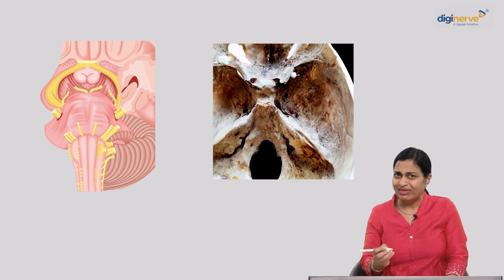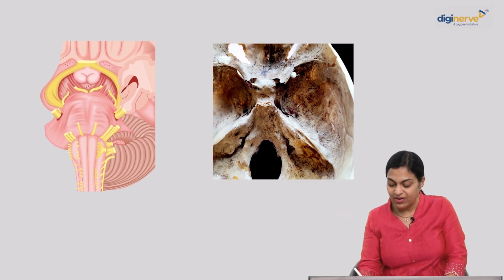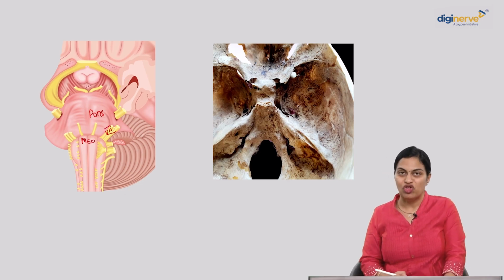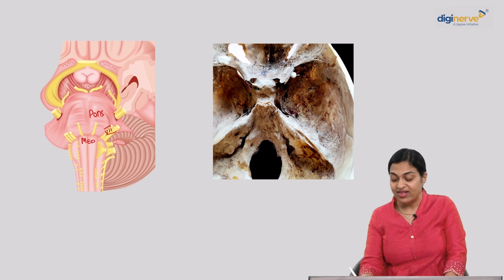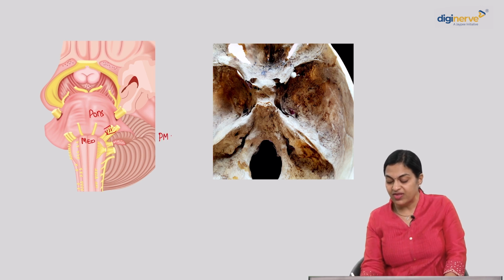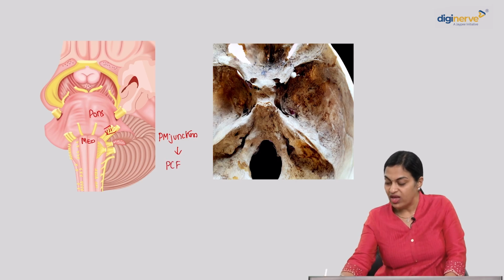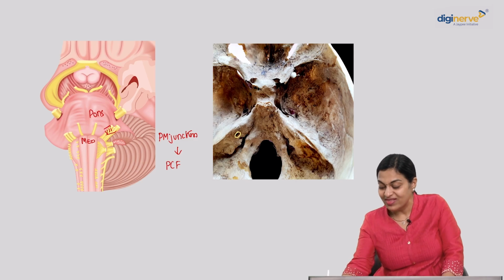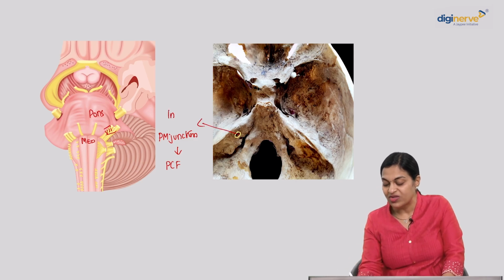So we saw the, yes, can you tell me where is the facial nerve here? This is pons, this is medulla, this is our facial nerve. So you can see it exiting from the brainstem at the pontomedullary junction. It will pass through the posterior cranial fossa. And where is it going to enter? Come on. This is the internal acoustic meatus.